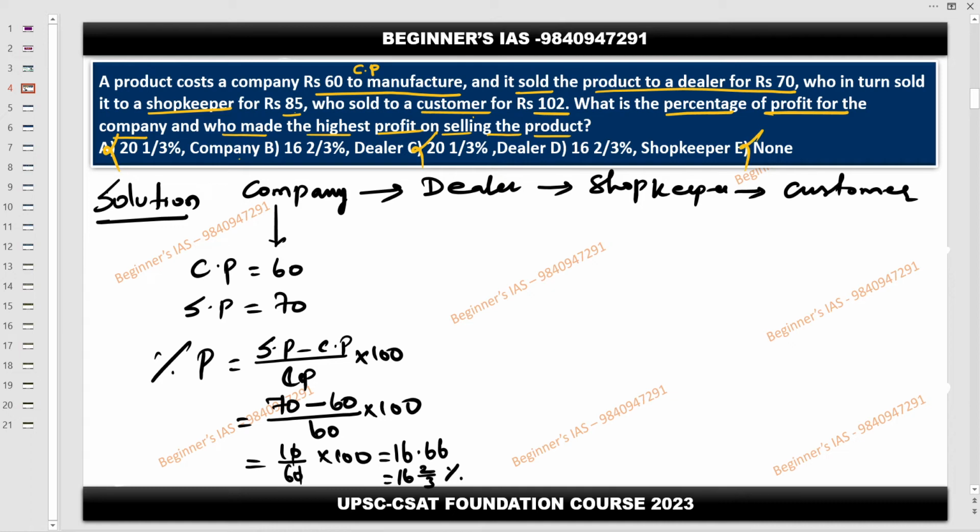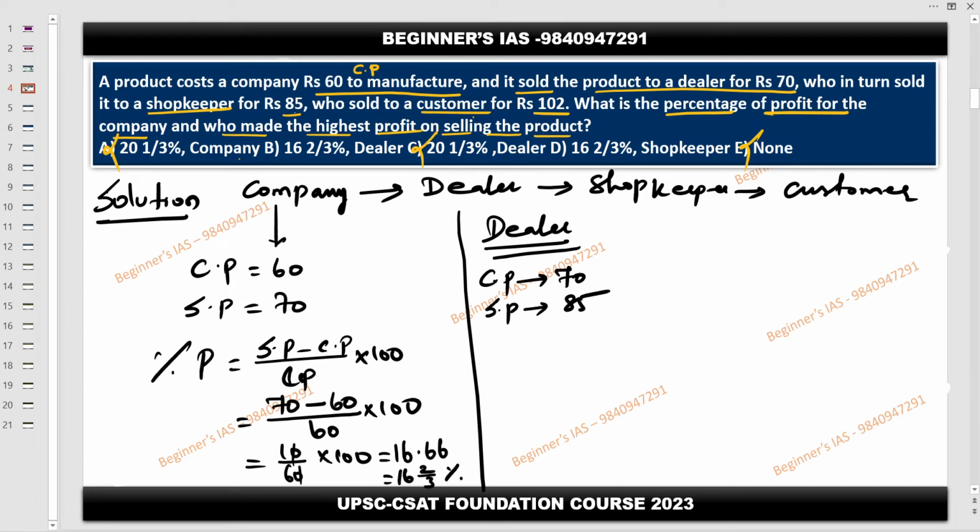Then we have to check with either dealer. So here E is also not possible. We have to check with the dealer or shopkeeper. So who gains the highest profit? So 50% eliminated. After that, come back to the dealer. For a dealer, when the company sells to the dealer, that is going to be the cost price for the dealer. So now the cost price here is 70. Then this dealer sells that product to the shopkeeper, so this is the selling price, therefore 85 here.